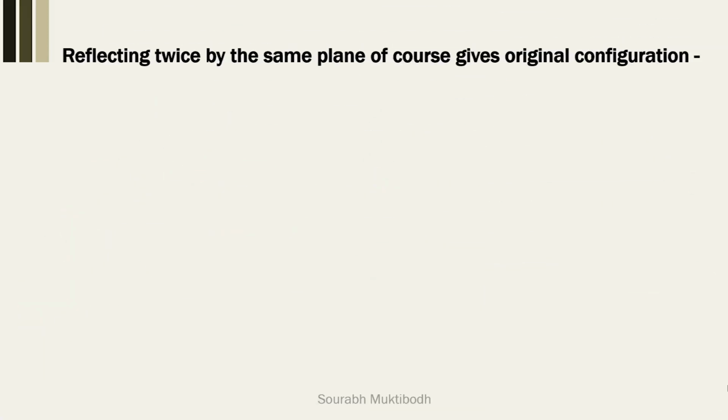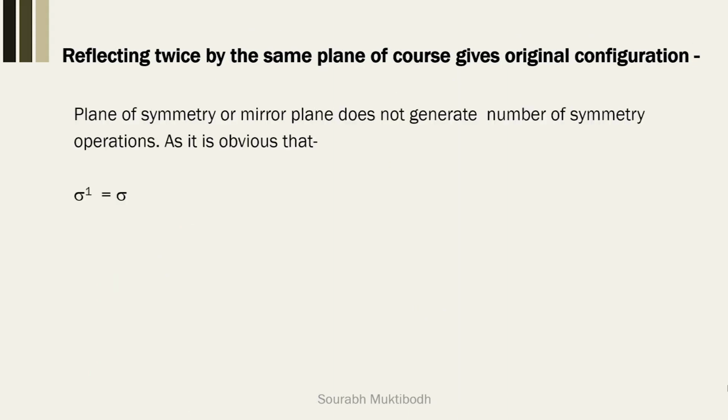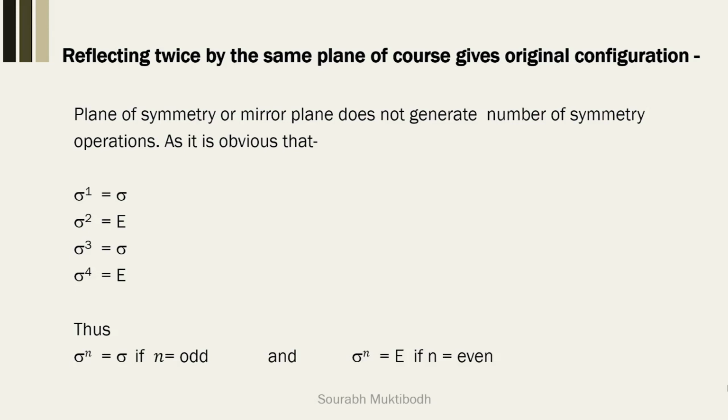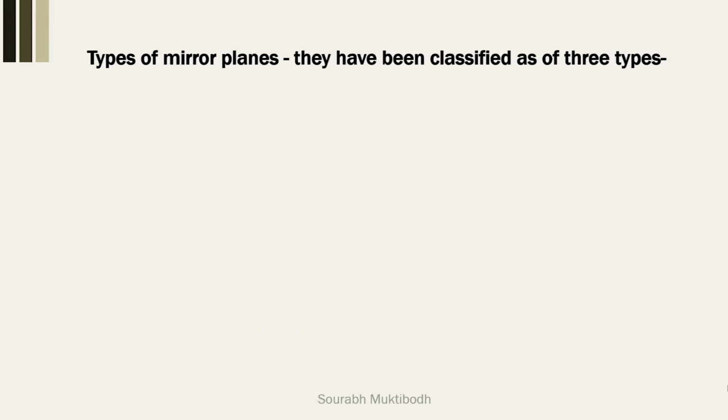If we perform the same operation one or more times, then what happens? Sigma 1 is sigma, of course, but sigma 2, if we are doing the same thing again, is going to result in identity. And if we continue, sigma 3 results in sigma, sigma 4 results in identity, and so on. So sigma n remains sigma if n happens to be odd, and it becomes E if n is even. So strictly speaking, sigma does not generate any operation, as we have seen in the case of proper rotation. If we want to classify the types of mirror planes, they have generally been classified into 3 types.